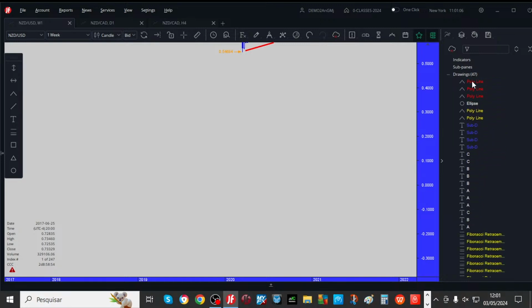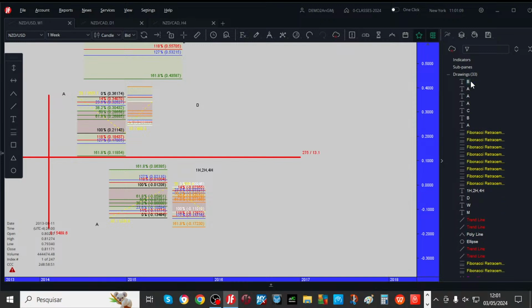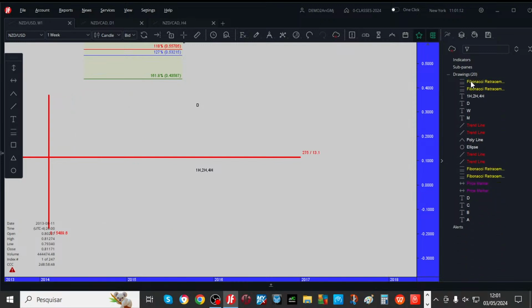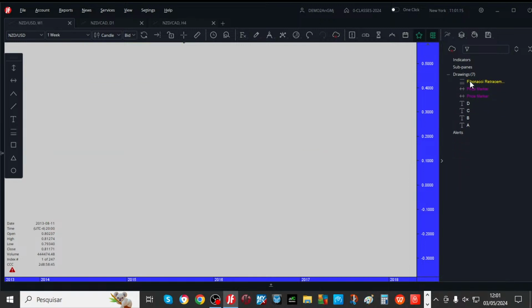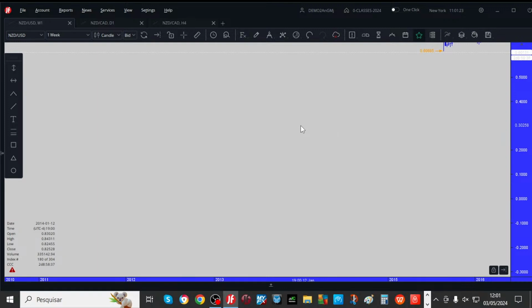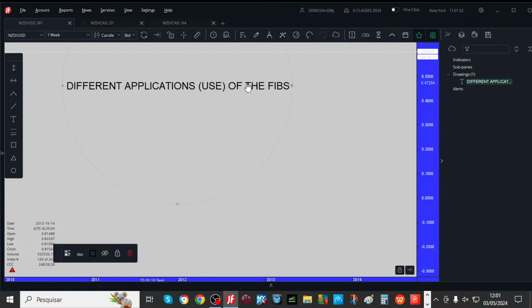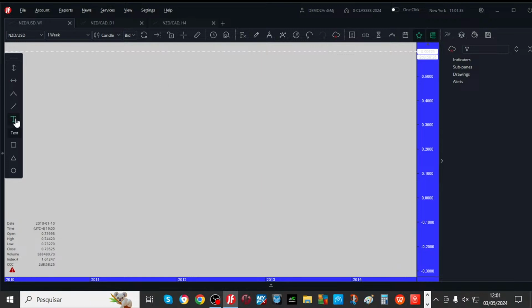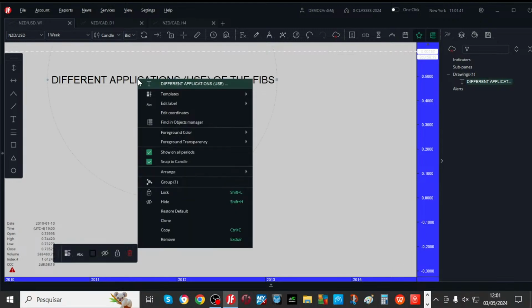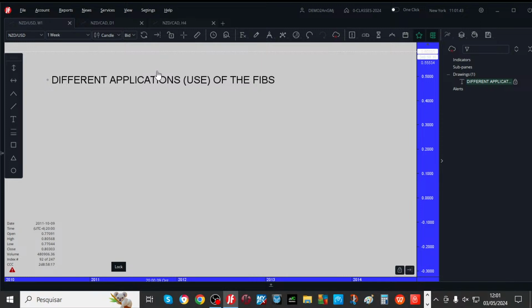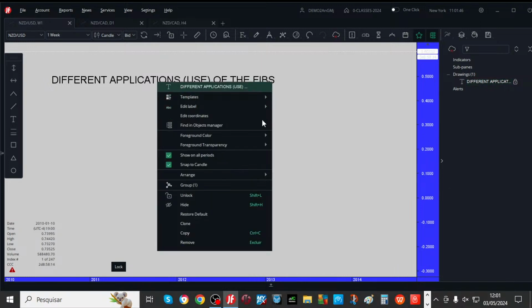Let me delete a few of the things. Delete. Alright, give it a second. Alright, we are done. So we're talking about how to form your strategy, everybody. And text. We are going to delete text. Right, it's unlock, edit label.